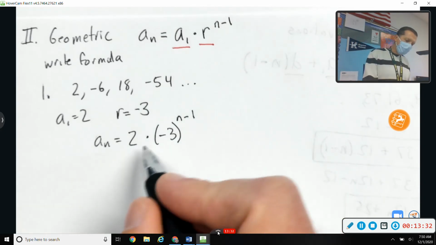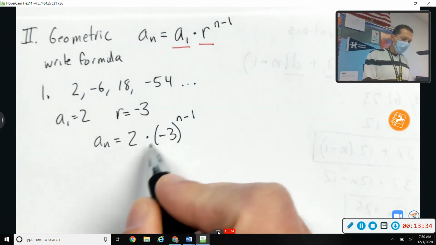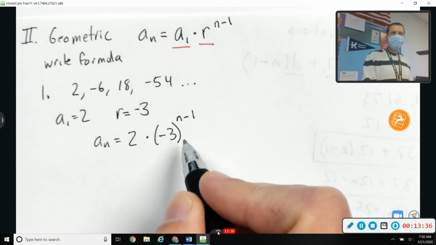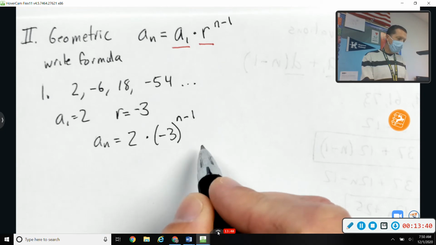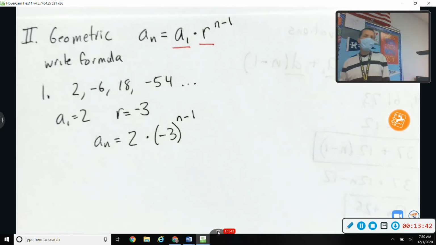Also, no one's going to say that I can multiply those and get -6, right? That doesn't work because that has an exponent on there. So just leave it like that. There's nothing more you can do with that one. It's not like the arithmetic one where you can distribute and rearrange some things. You're kind of stuck.